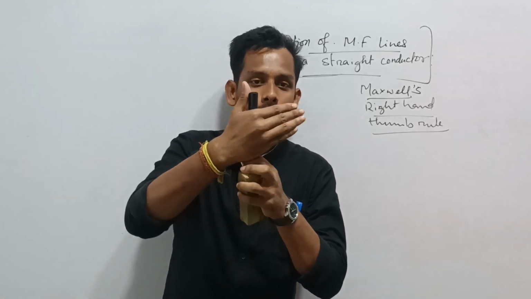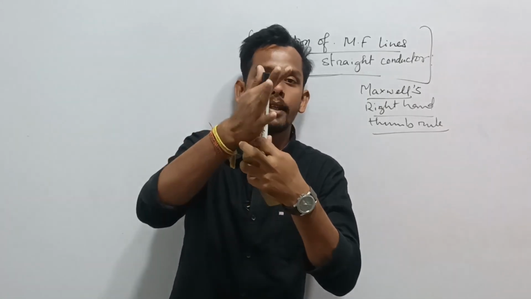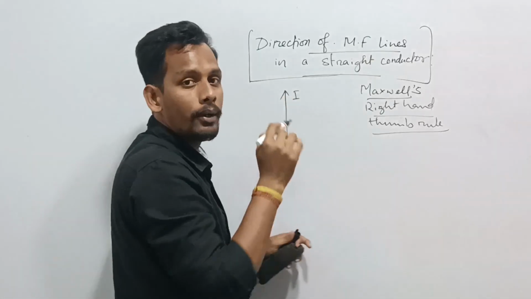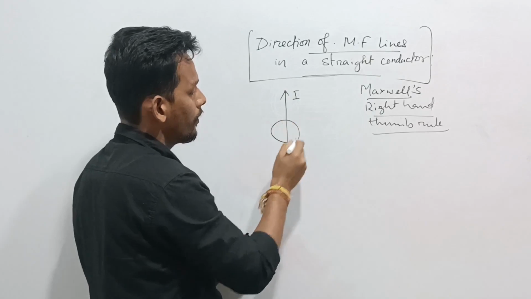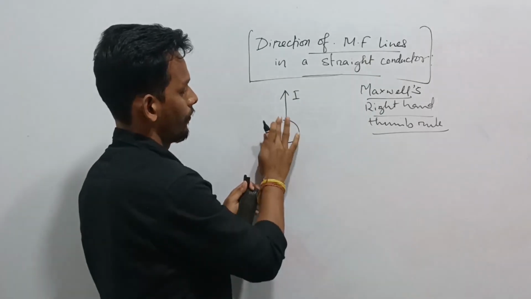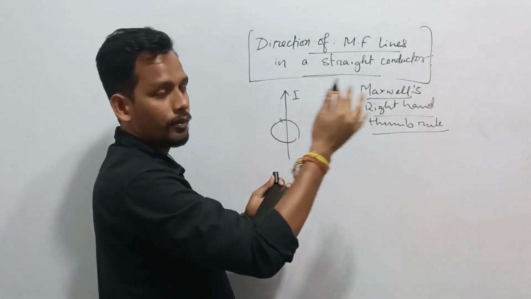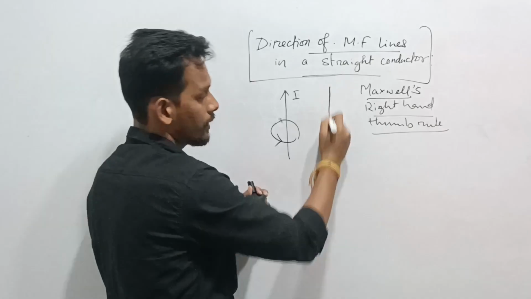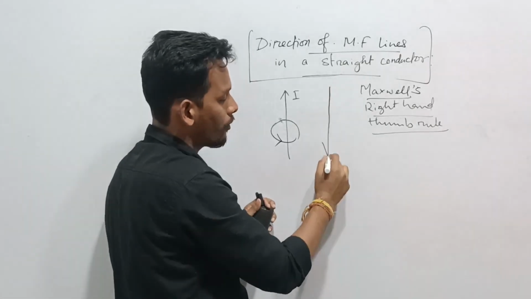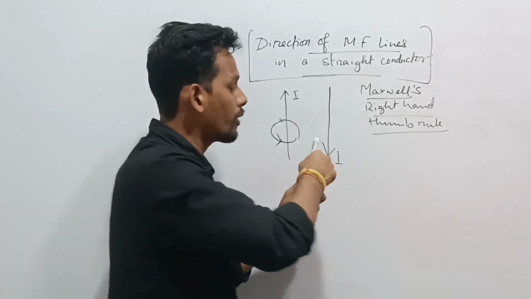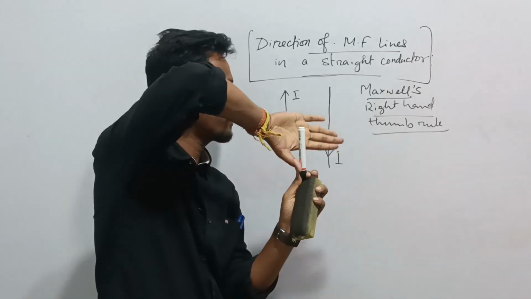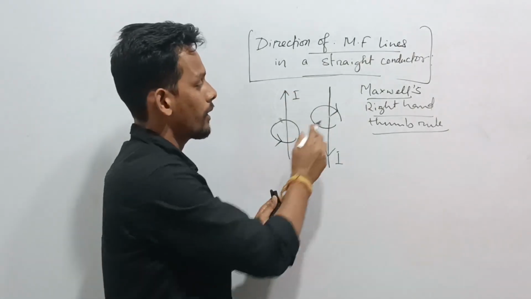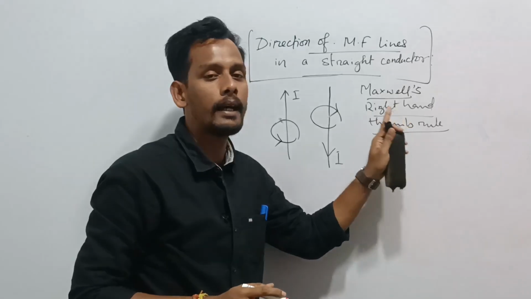Now your other fingers will show the direction of the magnetic field. So suppose this is the straight conductor, direction of current. Now the direction of the magnetic field lines will be like this. The other four fingers will direct the magnetic field lines. Say the direction of current is from upward to downward. In that case, you have to hold the wire like this. Then this will be the direction of the magnetic field according to Maxwell's right hand thumb rule.